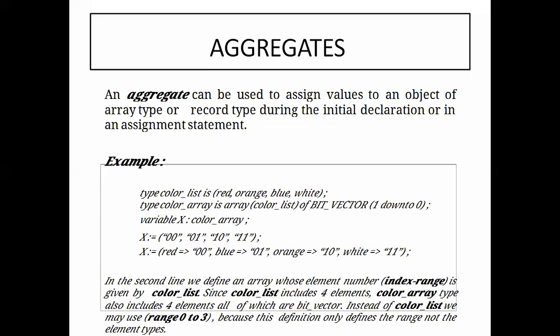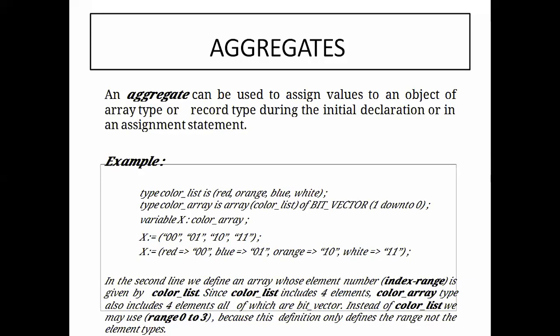The next type of operand is aggregates. Now, what do you mean by this aggregate type of operand? Basically, the aggregate type of operand can be used to assign a value to an object of array type or record type. Now, what is the difference between array type and record type?